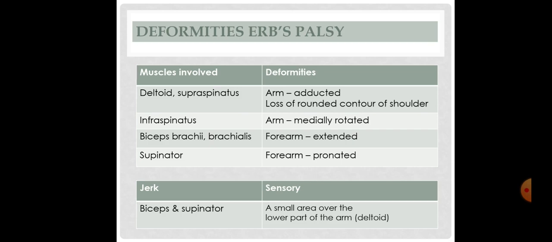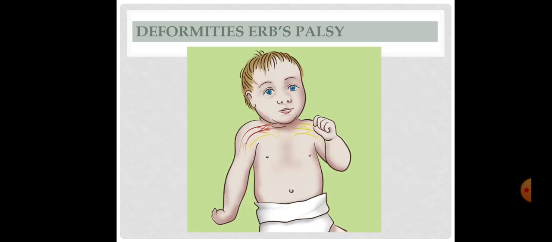Okay, this is the picture of Erb's palsy. Here the arm is adducted, medially rotated, forearm is extended and pronated. The classical features, and in that case it is caused by the birth injury.